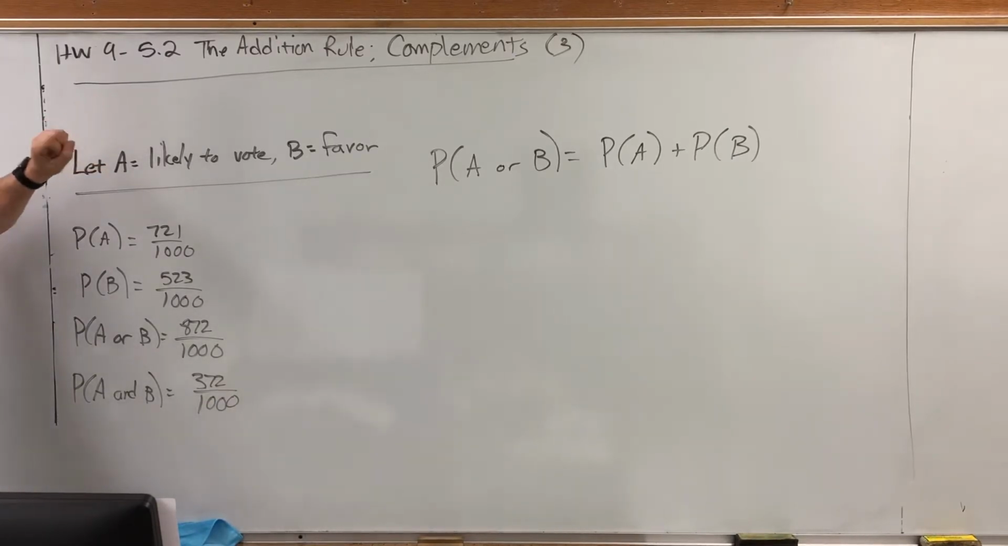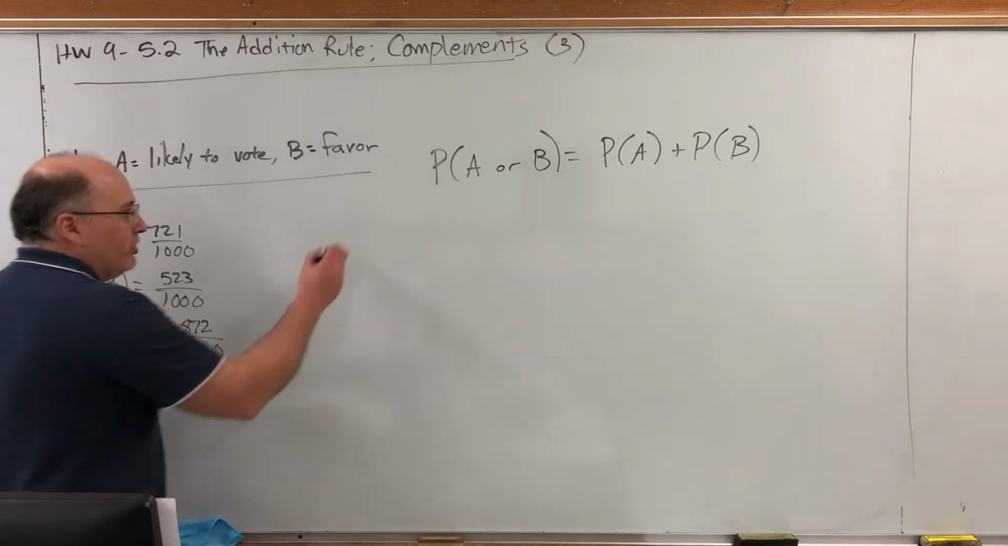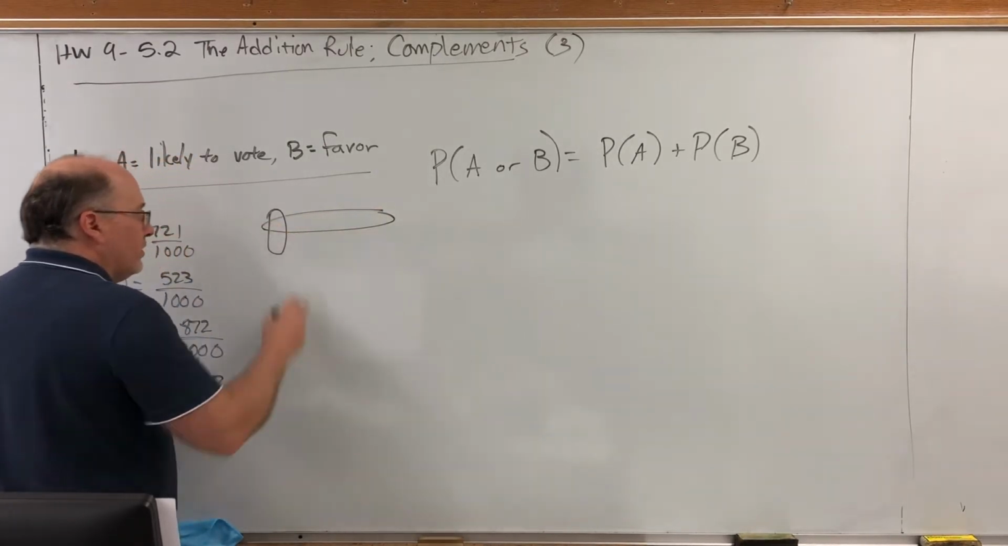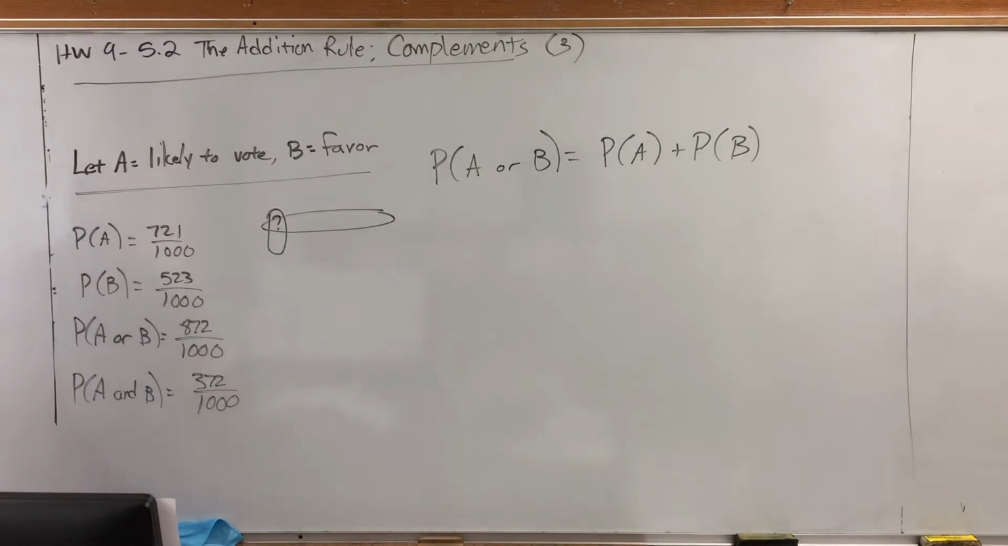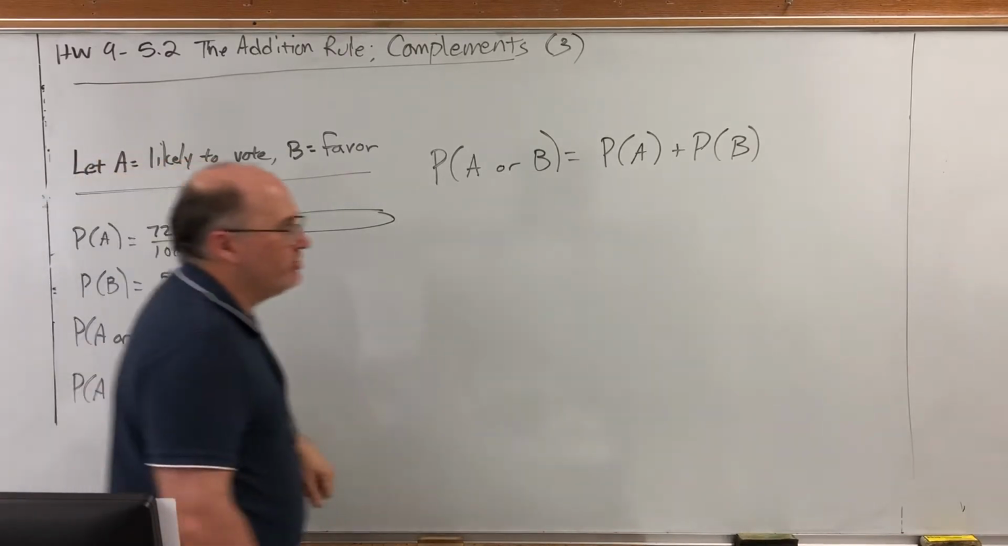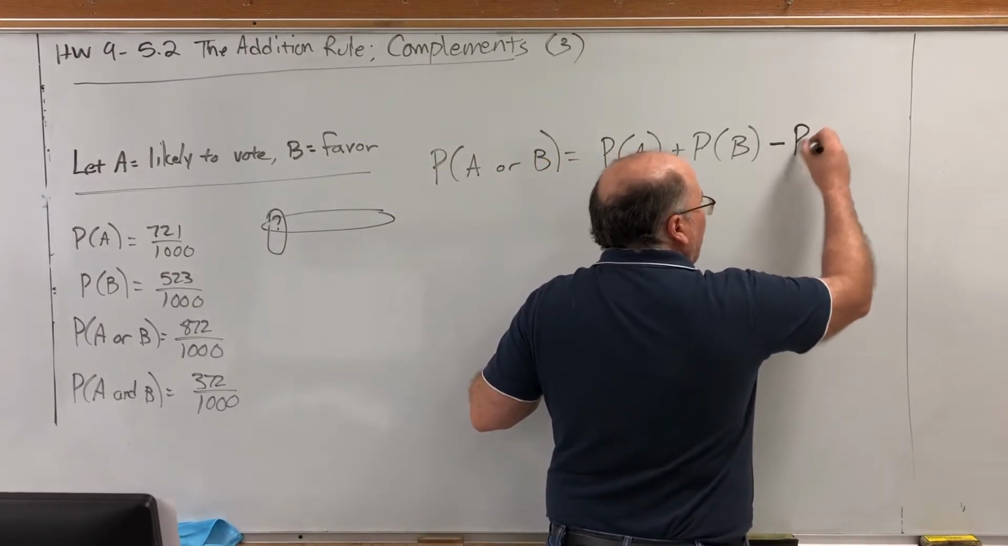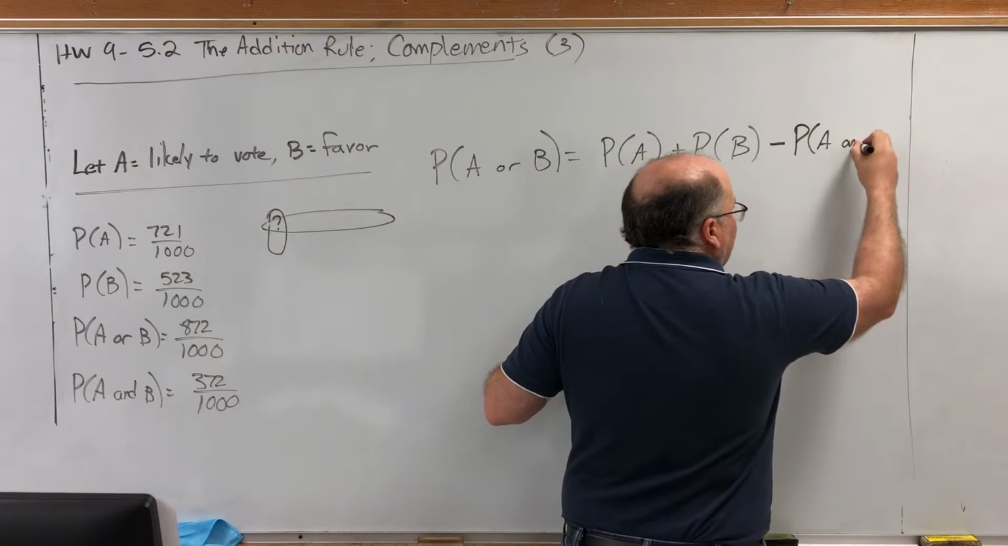But what do we know about the people that were in that intersection? When we circle the first row and the first column, what do we know about the people in the intersection? Well, those were the people that were likely to vote and favor the proposition. That got counted twice, so to balance it out, we should subtract it once. And in terms of probability, that means we would have to subtract the probability of A and B.